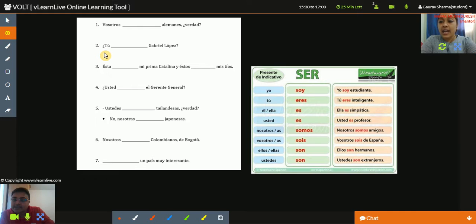Next. Esta dash mi prima Catalina y estos dash mis tíos. Which means they're pointing out a person and saying this, my cousin Catalina, and these, my aunts and uncles together, or my aunt and uncle. Then, the next one, usted dash el gerente general. Are you the general manager? Then, next one, ustedes dash esas, ¿verdad? You all dash from Thailand.